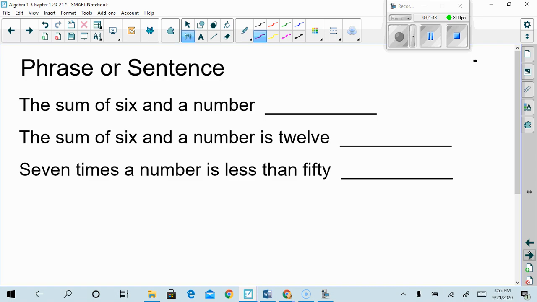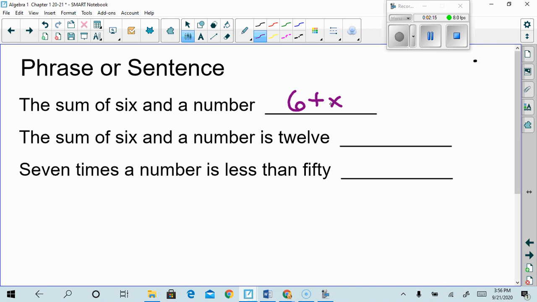Now, not only can we look at phrases, but we could also look at sentences that translate. And we talked about looking for words like is or greater than or equal to. Let's take a look and decide whether these are phrases or sentences. The sum of 6 and a number. The sum of 6 and a number. That's just a phrase. There's no is or equal to in this expression.